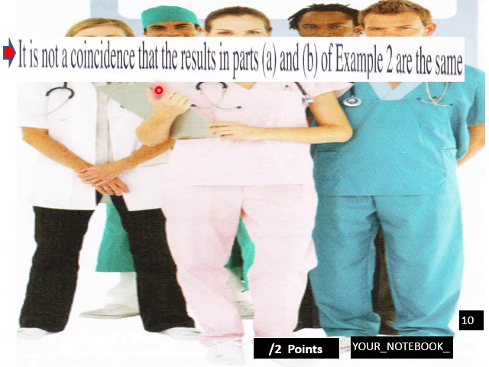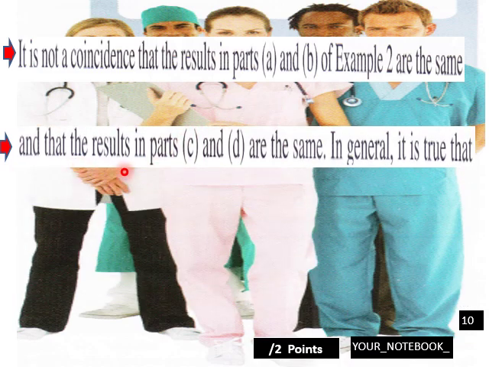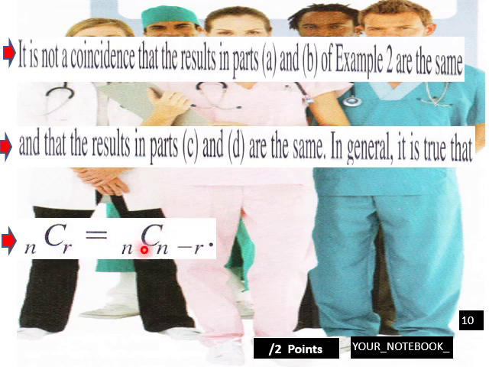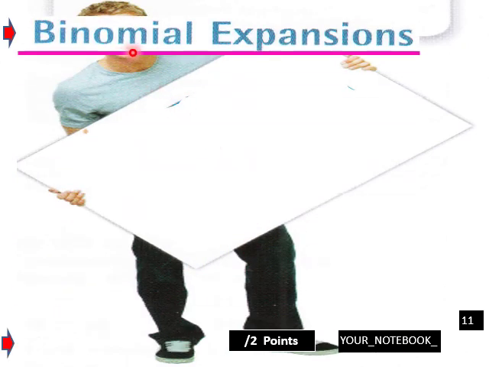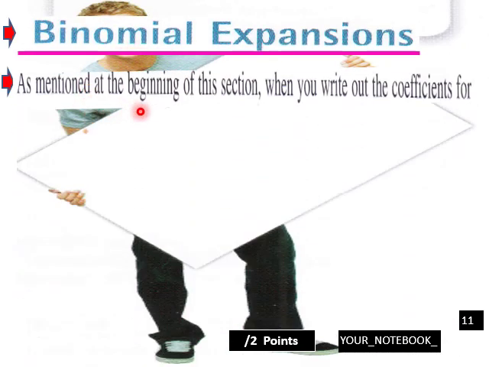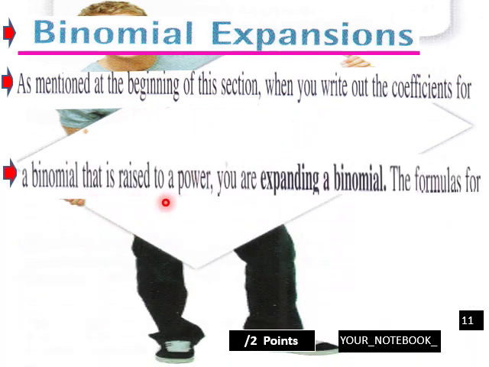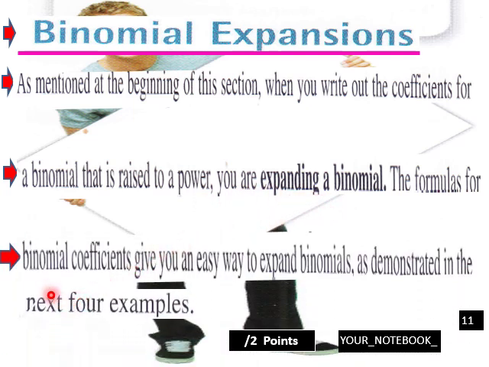It is not a coincidence that the results in parts A and B of example 2 are the same, and that the results in parts C and D are the same. In general, it is true that nCr equals nC(n minus r). Binomial expansions. As mentioned at the beginning of this section, when you write out the coefficients for a binomial that is raised to a power, you are expanding a binomial. The formulas for binomial coefficients give you an easy way to expand binomials, as demonstrated in the next 4 examples.